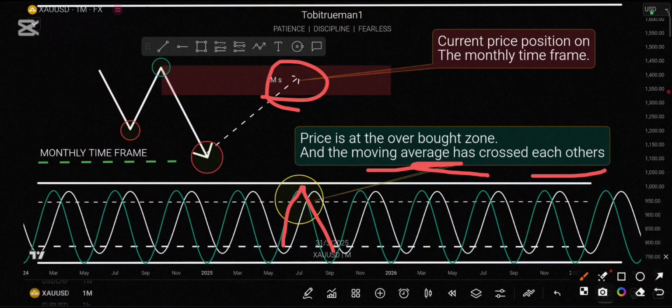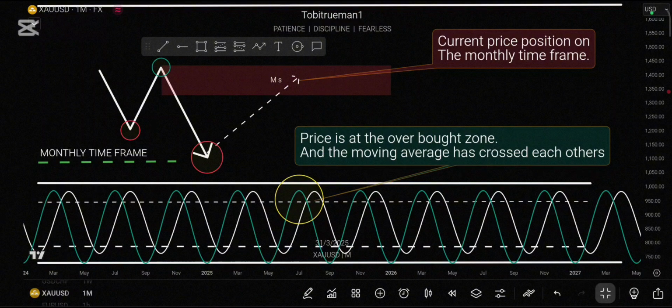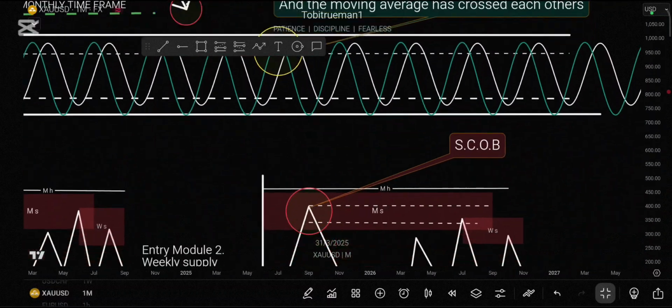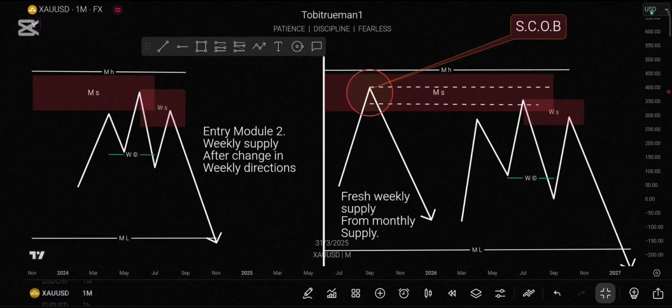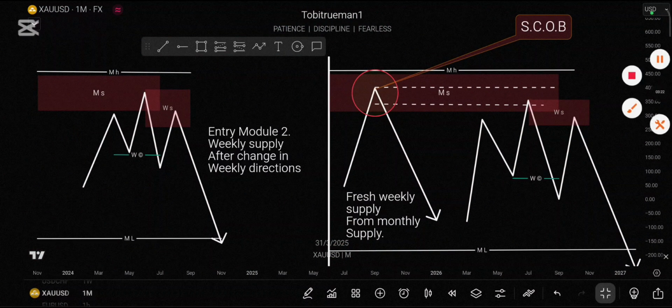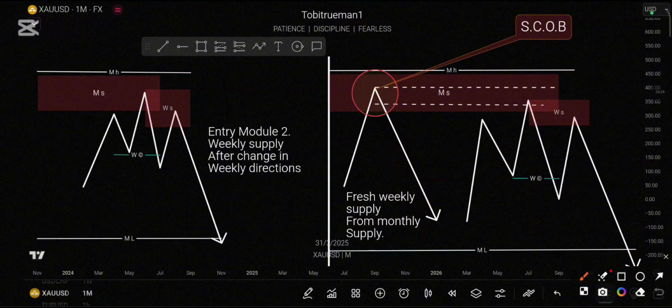That is an indication. So what we'll do next is to switch to the corresponding time frame from the monthly, which is the weekly time frame. On the weekly time frame, what we'll normally see is this monthly supply zone that we have just studied, and we are going to be using that because our oscillator has confirmed that price is now in the overbought zone, so price is likely going to sell.